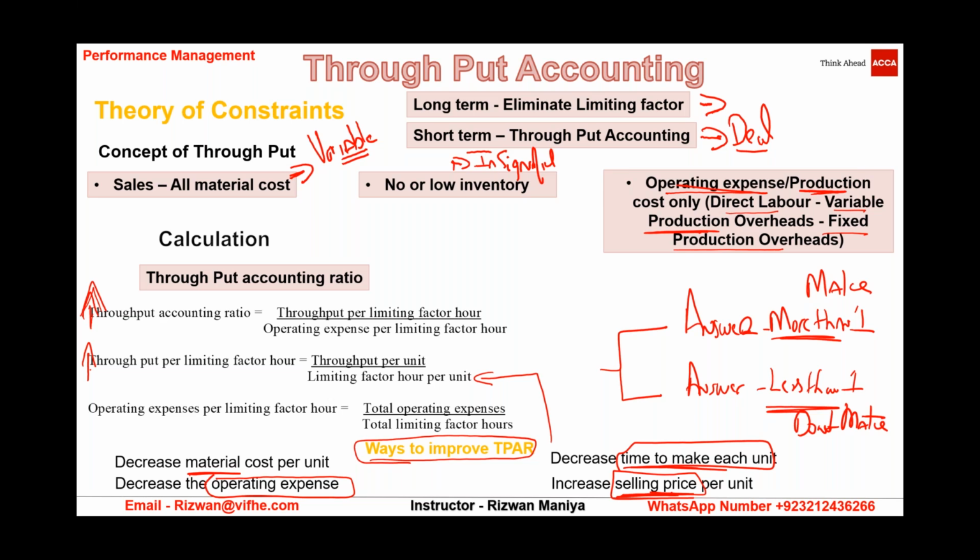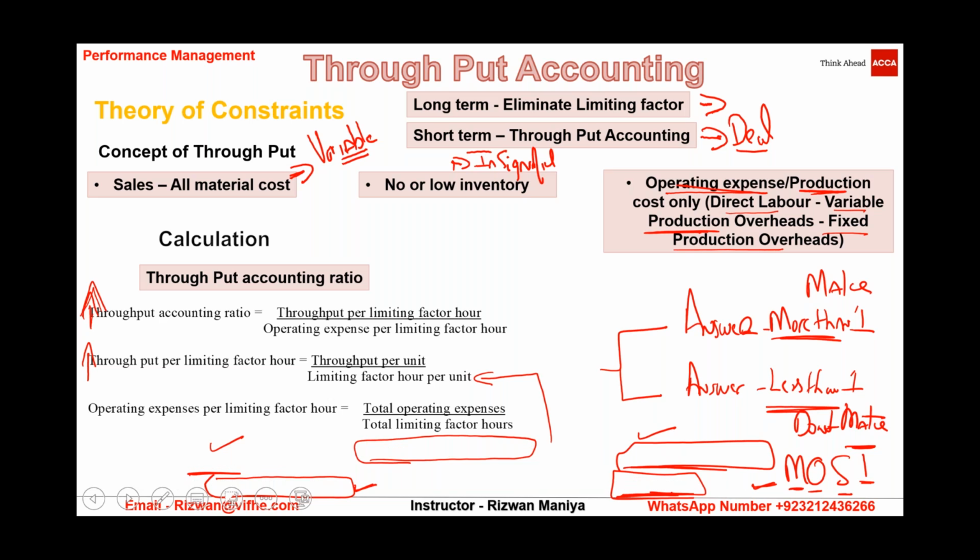So now tell me, do you want to learn this easily? Say yes or no. If you want to learn this easily, I'll make a very good mnemonic for you, and that is MOST. M for material, O for operating expenses, S for selling price, and T for time. Like it, guys? Yes, MOST. So M for material, O for operating expenses, S for selling price, and T for time.